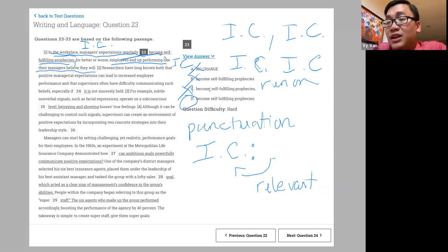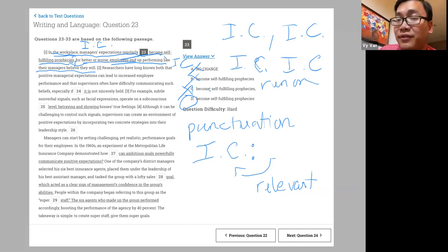Become self-fulfilling prophecies, and you put a colon here. All of this explains to you what that prophecy is. That prophecy means employees end up performing like whatever the managers believe they will. So that's explained to you very clearly. What does it mean by self-fulfilling prophecies? Therefore, the answer is D.